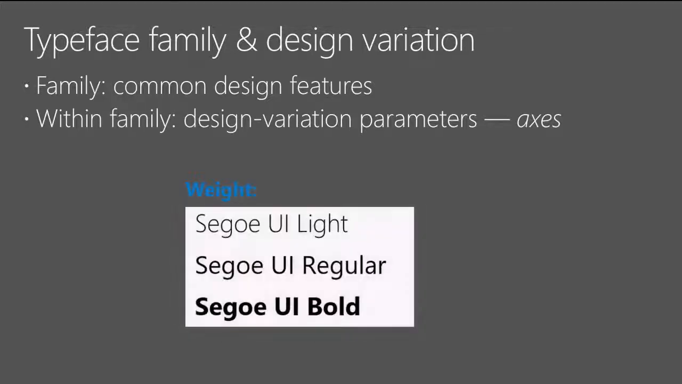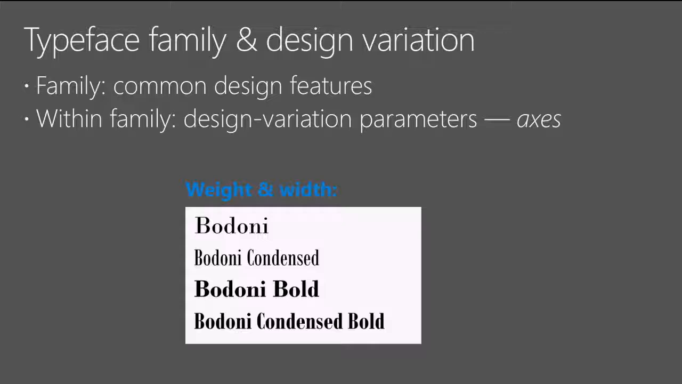For example, a font may include a weight axis with variations for light, regular, and bold that change the darkness of the text. Or a font may include design variations on two different axes, such as weight and width. So in addition to regular versus bold, you can also have regular versus condensed. And we refer to these as axes because we think of these as orthogonal, working independently, and so combinable. And so therefore you can have the combination of bold and condensed.